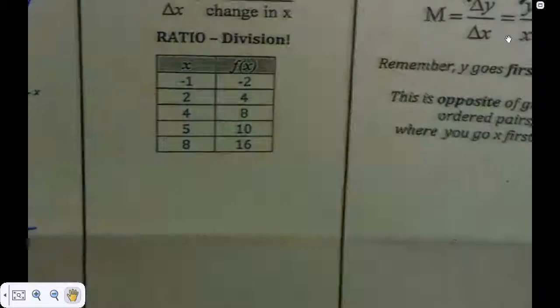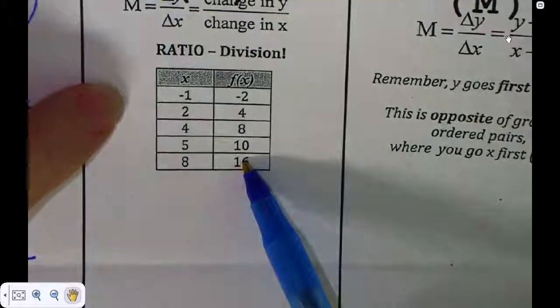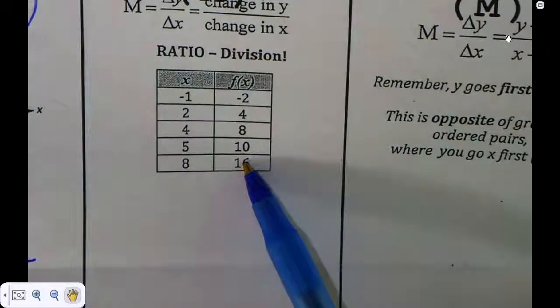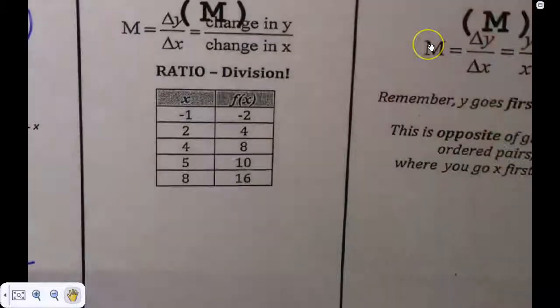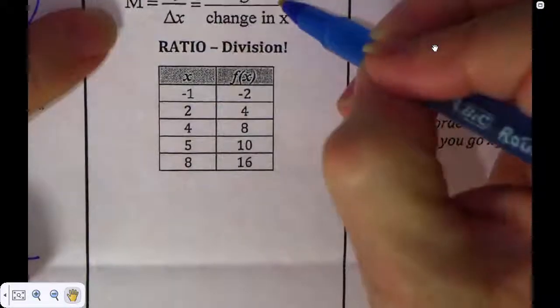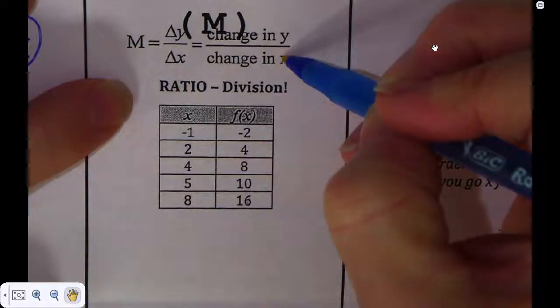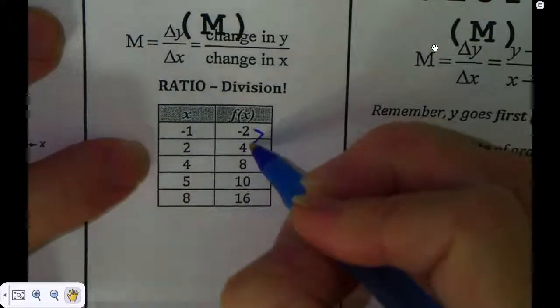Okay, now we're going to do some more of that later. Look at this table. Now we can get the slope from this table. The change in y over the change in x. That's how we got rate of change. Well, rate of change is slope. So we're going to come down here.